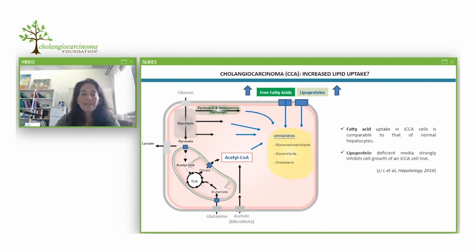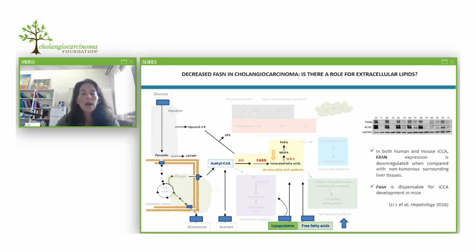This is supported by the fact that it has been described that enzymes involved in the de novo lipogenesis of lipids inside the cells are decreased in intrahepatic cholangiocarcinoma tumors when compared to the surrounding tissue. Besides, it has been described that fatty acid synthase, FAS, is dispensable for the intrahepatic cholangiocarcinoma development in mice.